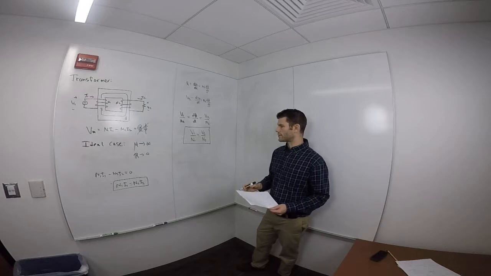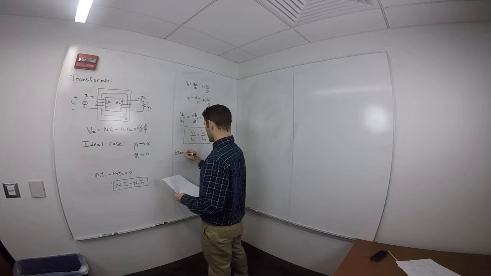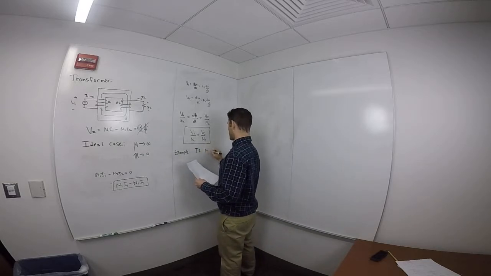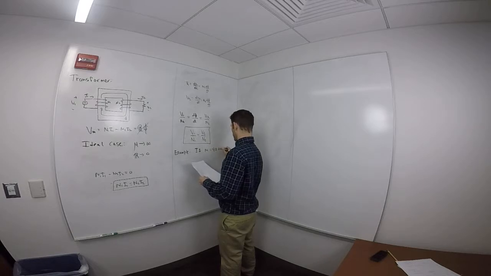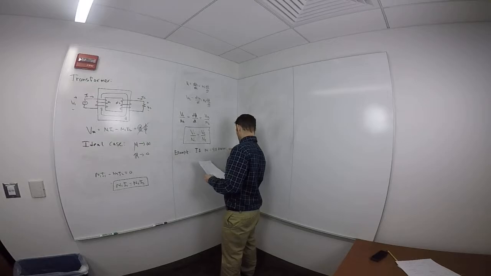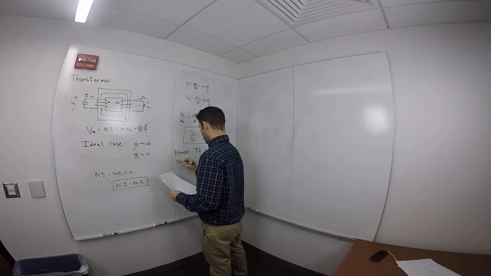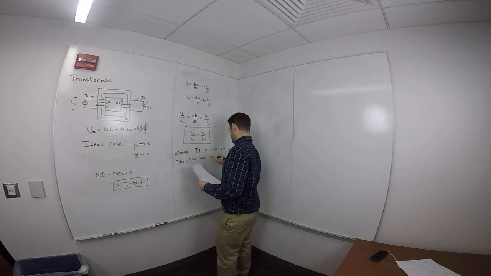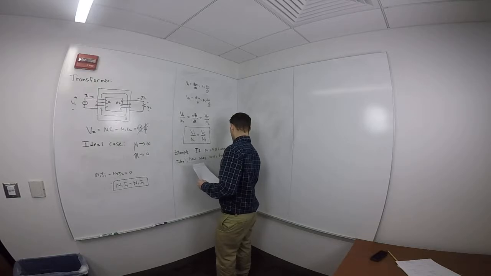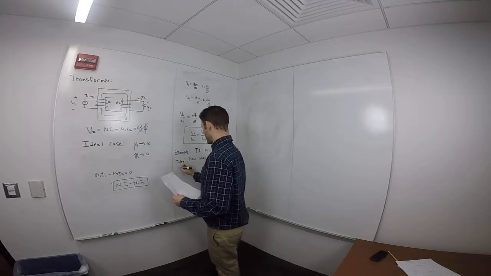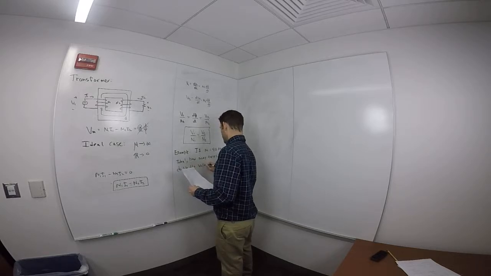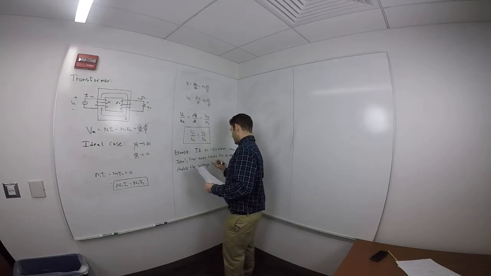Let's do a quick example to apply this. In this example, for this exact transformer right here, let's say N1 is equal to 40 turns, assuming ideal, how many turns for N2 would double the voltage V1 at winding 2.